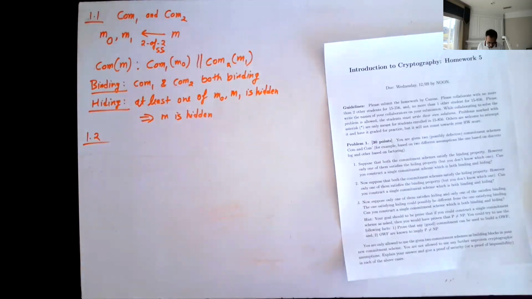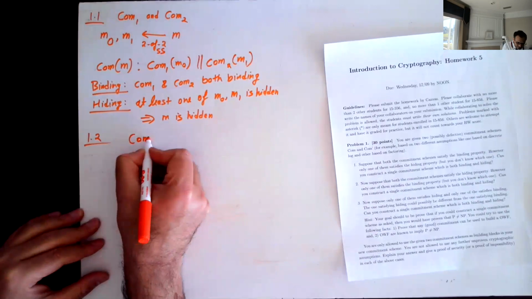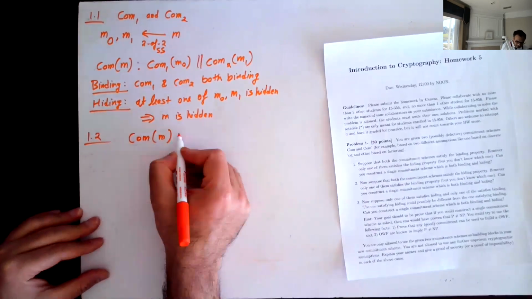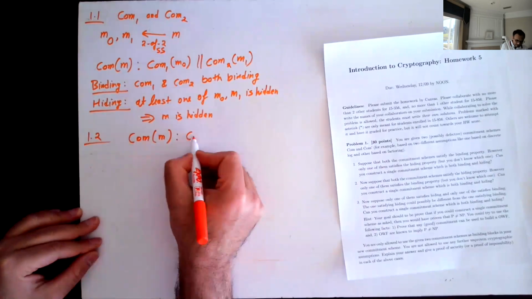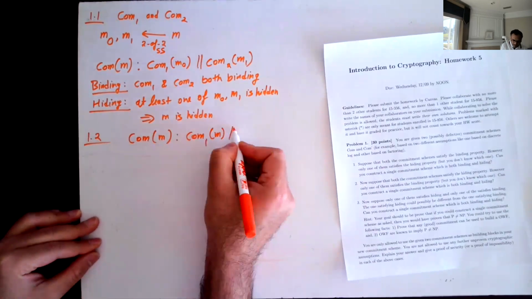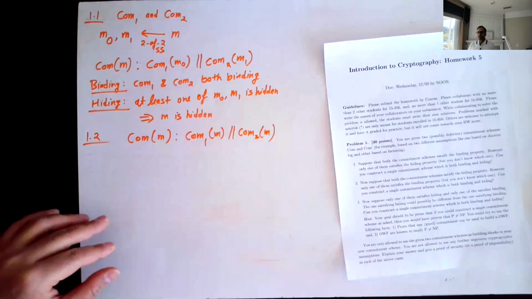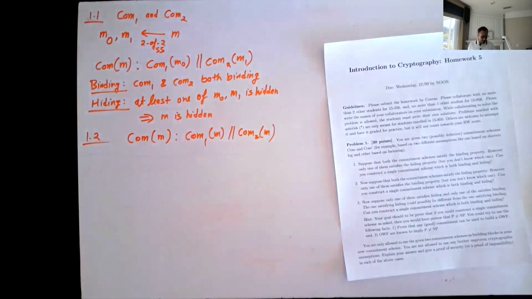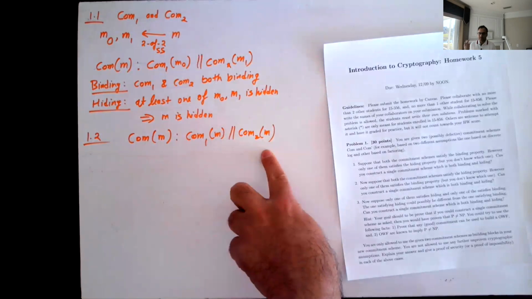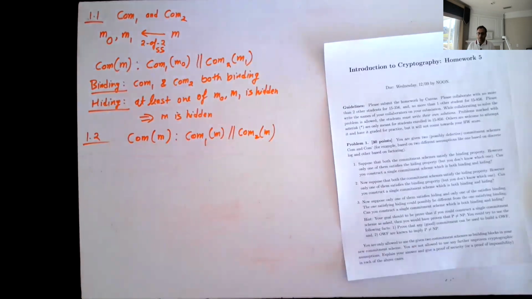Now in 1.2, both commitment schemes satisfy the hiding property, but only one of them satisfies the binding property. So this is easier. You just commit to the same message twice. So this is defined as COM1 of M and COM2 of M. So you commit to the same message twice, and when you're opening, you have to open to both of them. And the receiver checks if these two messages are the same, and only then the opening is accepted, right?